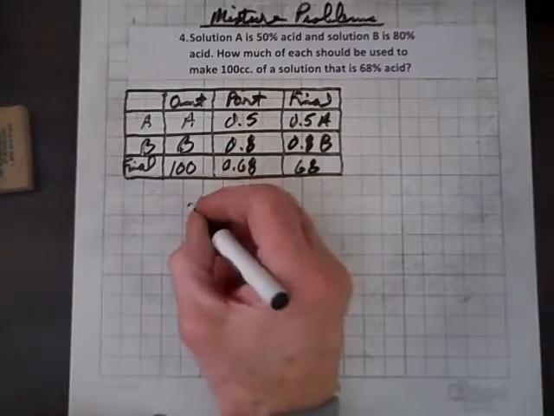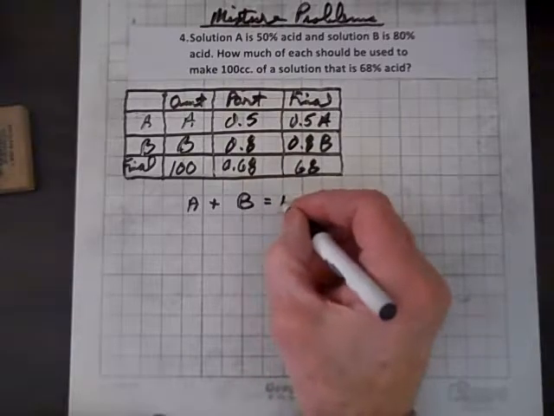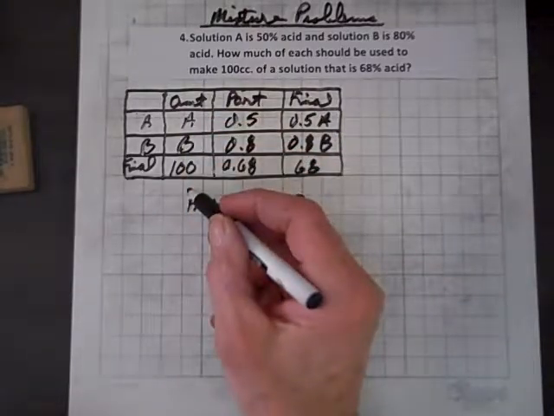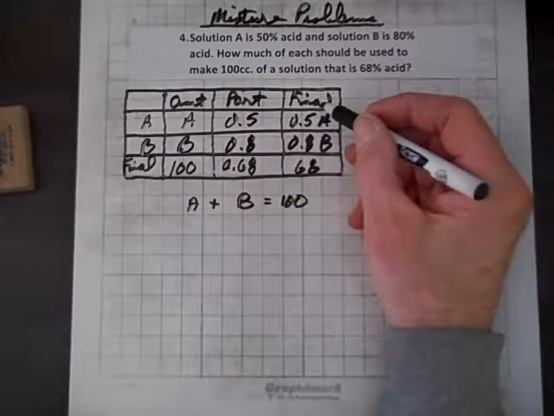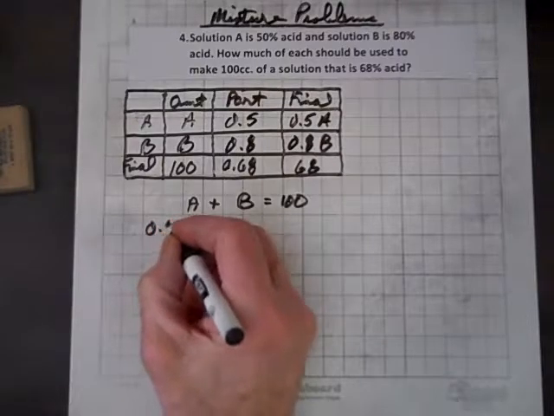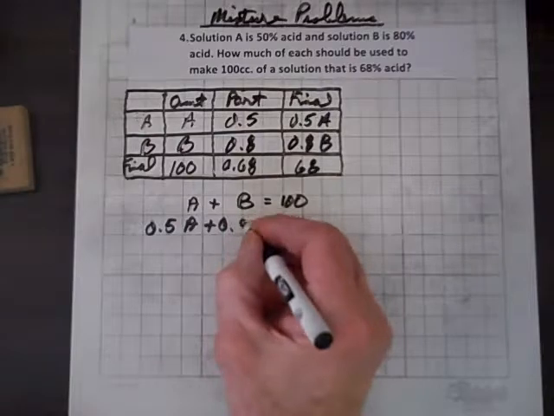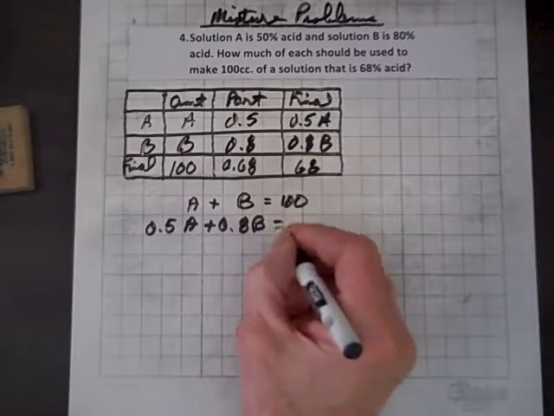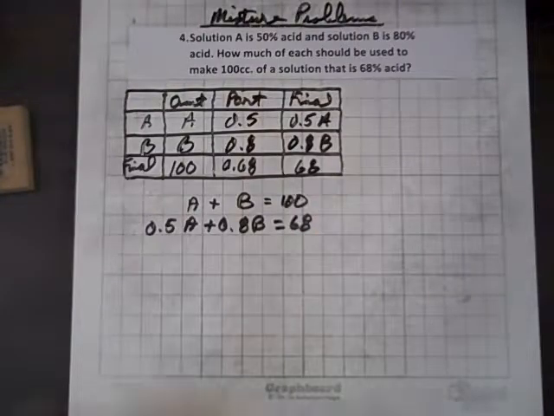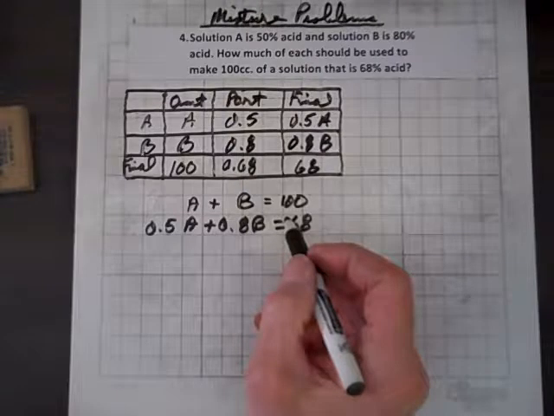The first equation is A plus B equals 100. That's the total amount of liquid. The next equation: the total amount of the acid is going to be 0.5A plus 0.8B, which equals 68 cc's. Hey, we have two equations, two unknowns.